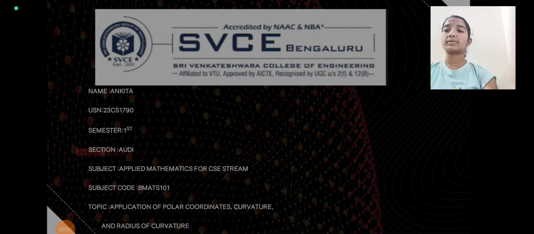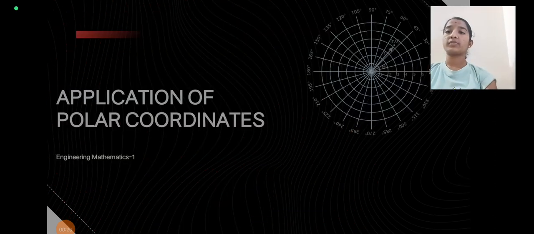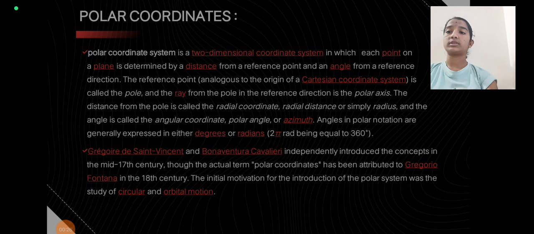Today I am going to explain some topics of mathematics. Subject code is BMATS 101. Topic is application of polar coordinates, curvature and radius of curvature. First of all, I am going to explain about the application of polar coordinates.